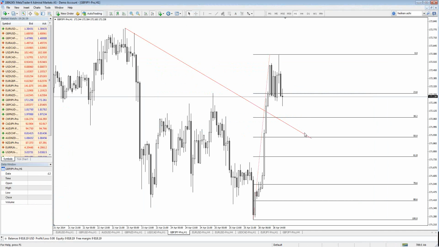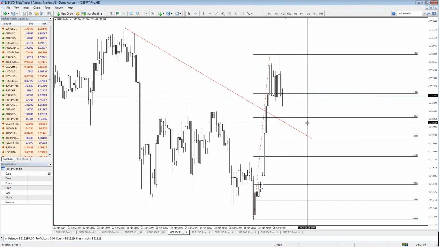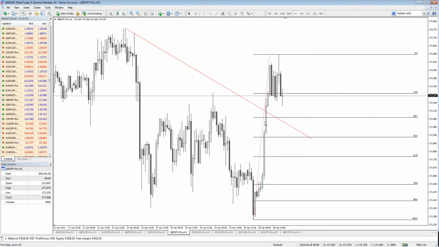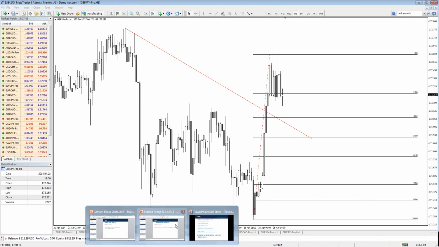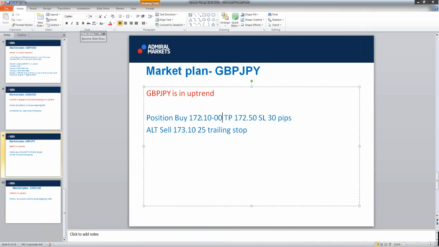So actually, if it happens, well, look at this, 38.2. We also have a trend line down there, so actually it can drop to 72.00 here. And this level was broken, strongly broken to the upside. So actually we can see a GBPN buy. But if it happens in early Asia, well, I will look for it and use a trailing stop. Maybe it can happen in the Asia session. 172.10 to 00, but I'm more inclined around this level.